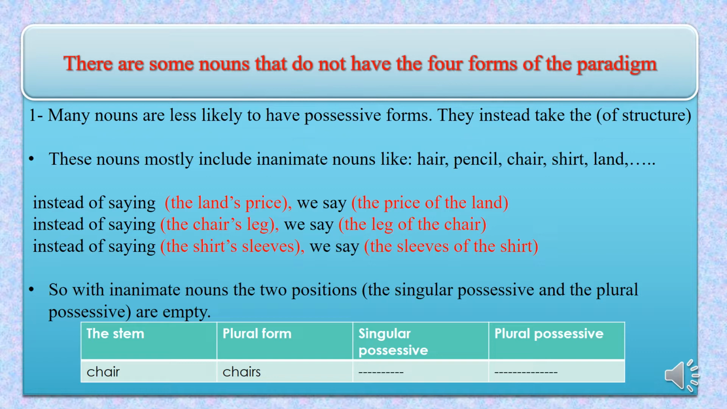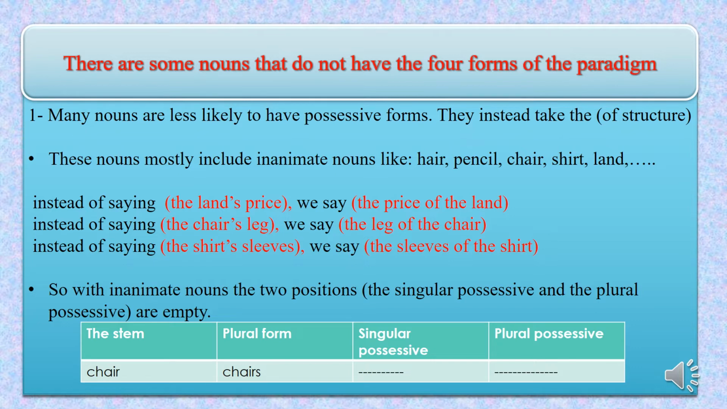Now let's talk about the nouns that do not have the 4 forms in the noun paradigm. Let's start with the first category. Many nouns are less likely to have possessive forms. Many nouns do not take the S singular possessive or the S plural possessive. Instead, they take the of structure. These nouns include the inanimate nouns. For example, hair, pencil, chair, shirt, land, book, sky, tree, etc.